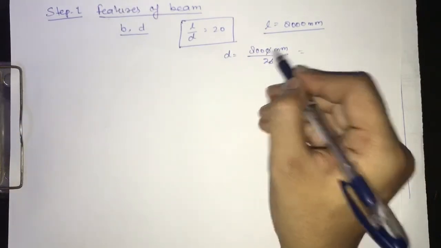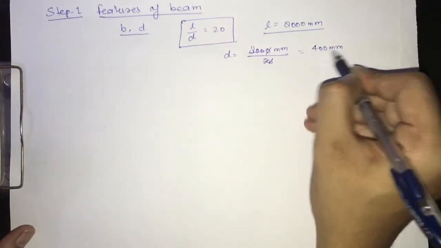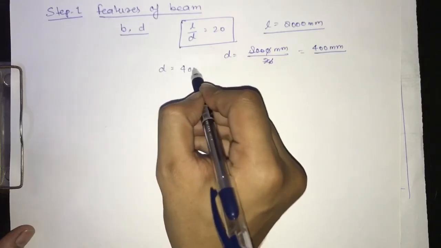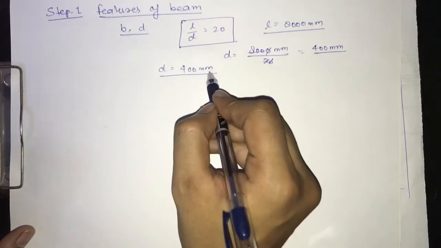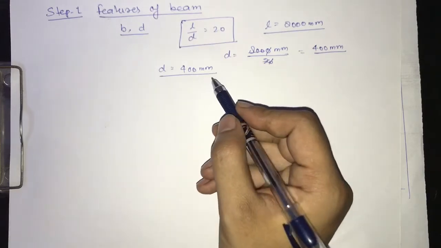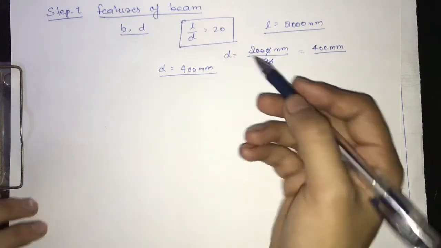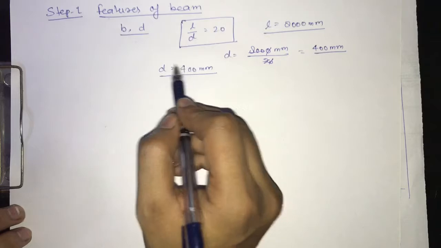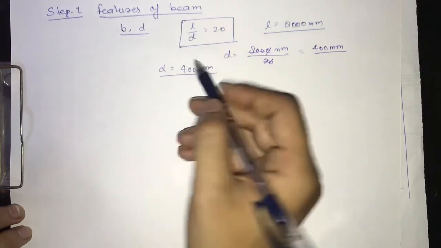So here we have 400 mm. The assumed effective depth is 400 mm. Guys, this is the assumed depth, and the actual depth we will find later with the help of moment of resistance. Till then we will use this depth, and for the calculation of the width of the beam, we will use this depth.